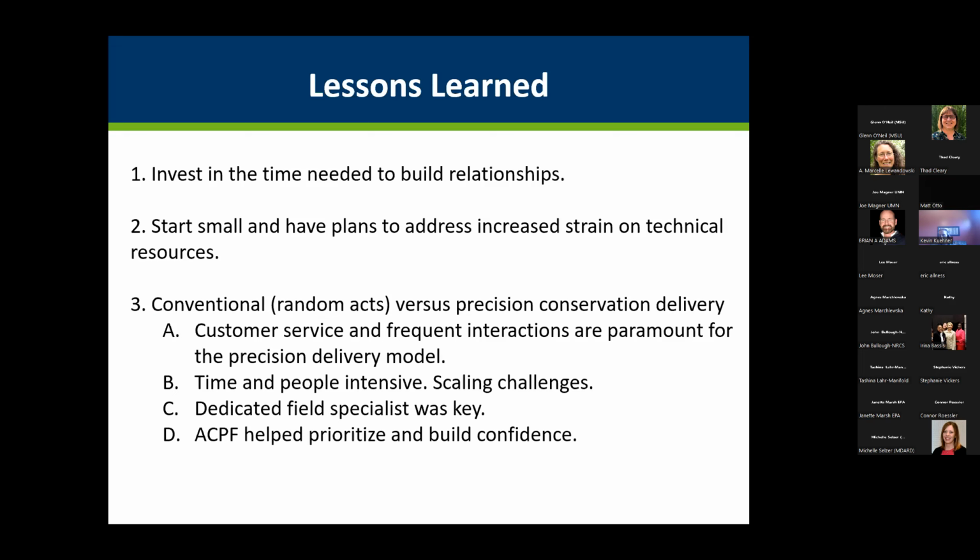And ACPF, in terms of that tool, was really, really valuable to us, because I think what it did is it helped us prioritize. We may know where some of these areas are through some of the other tools that are out there, but it helps us build that confidence in terms of, yep, these are the areas we really need to focus on. And then in those conversations with the producers, it gives them the confidence that, yes, if we do this, these are the best areas that are going to make the biggest difference, or at least have the best potential to make the biggest difference in the watershed.